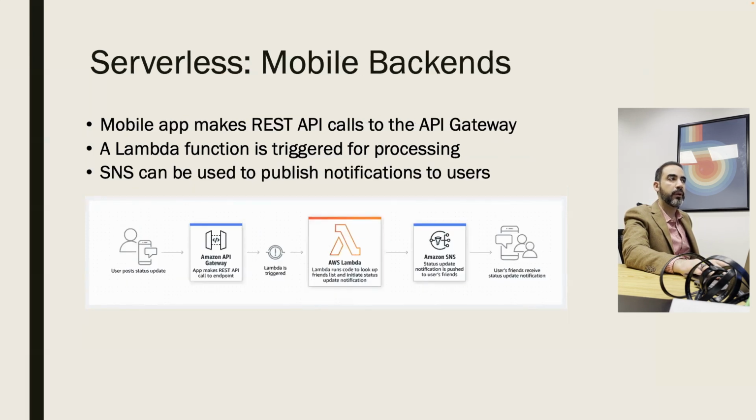For mobile backend, it's similar to the web backend, the web application that we discussed. You're going to have a REST API through the API gateway, and then you're going to integrate the REST API with Lambda. That's going to run the business logic.